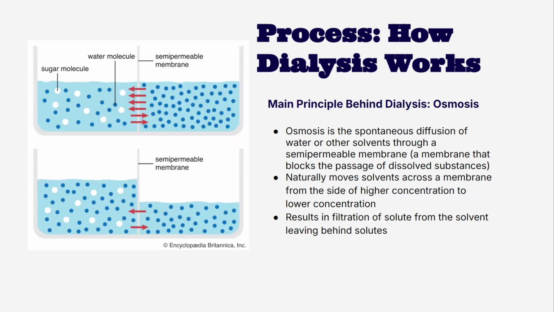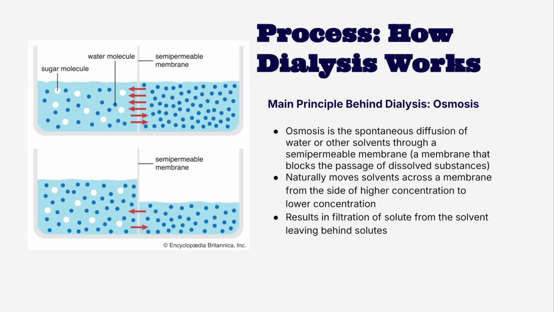Okay, so now I'm going to talk a little bit more about the different processes of how dialysis works. So first, we want to talk about the main principle behind dialysis, which is osmosis. And so osmosis is the spontaneous diffusion of water or other solvents through a semi-permeable membrane.